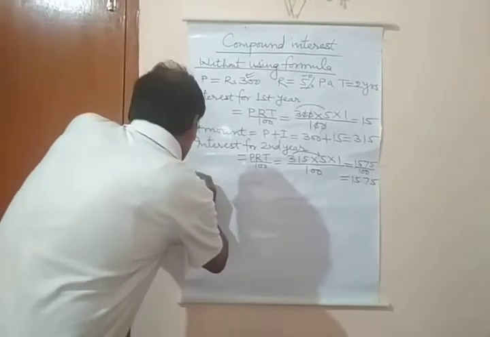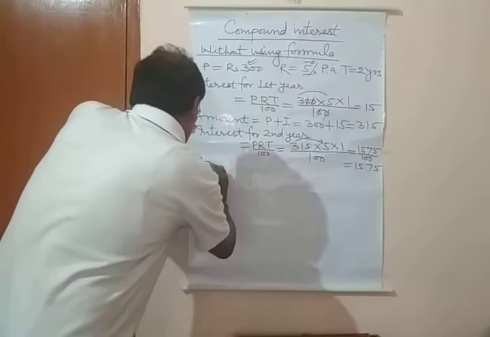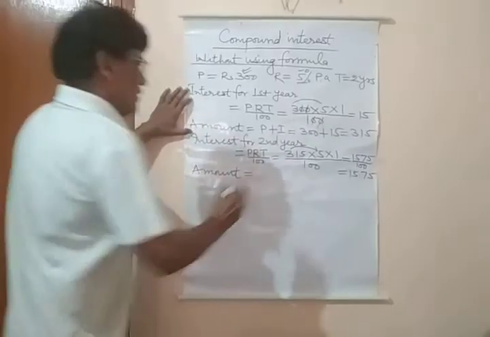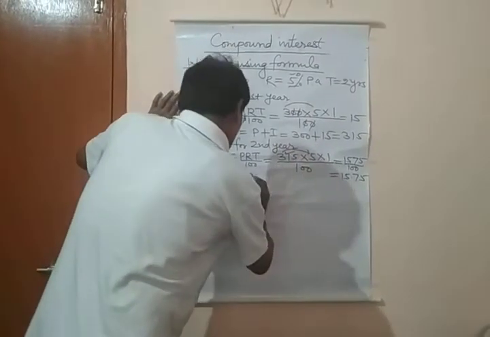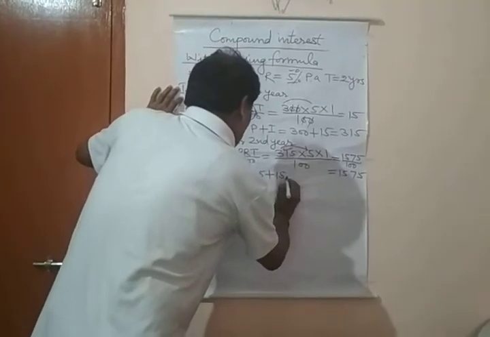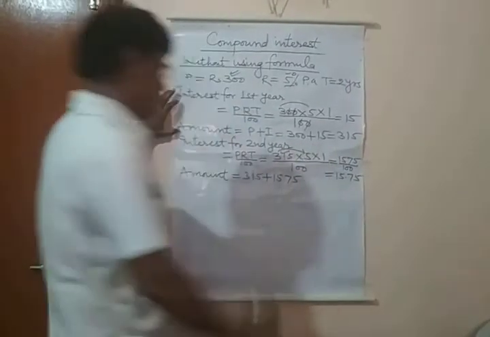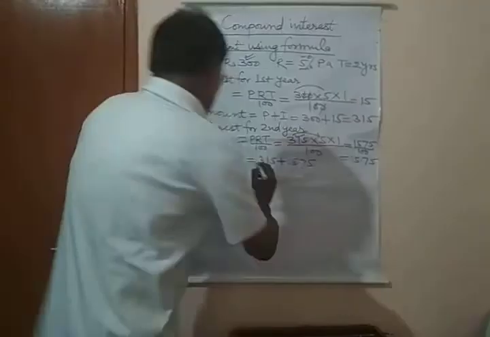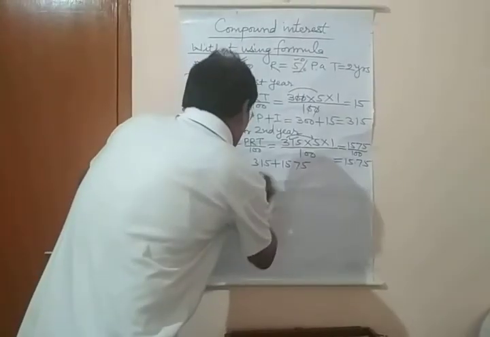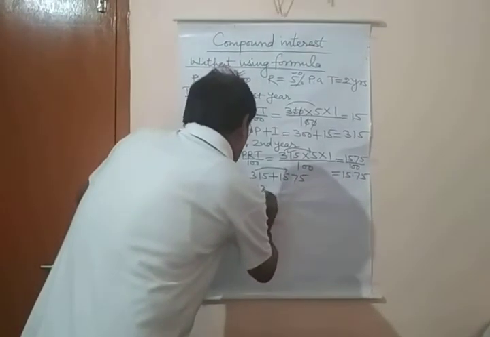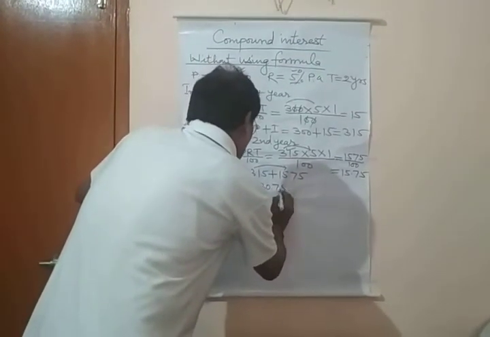Now amount for second year. Amount is equal to this 315 plus 15.75. 315 plus 15.75 will become 330.75 rupees.